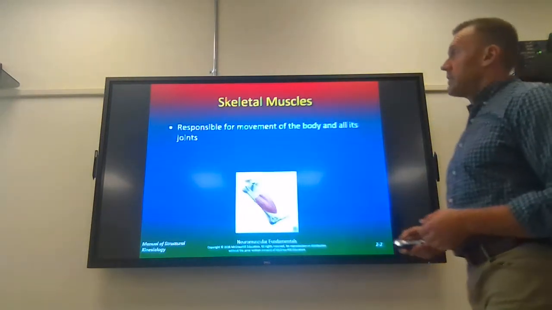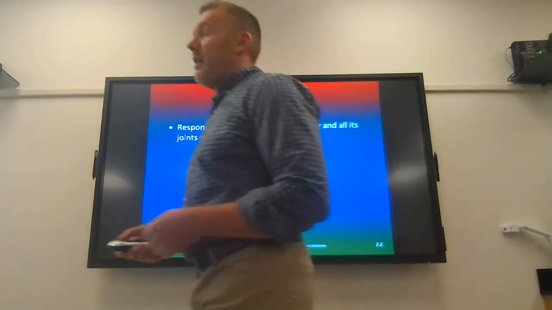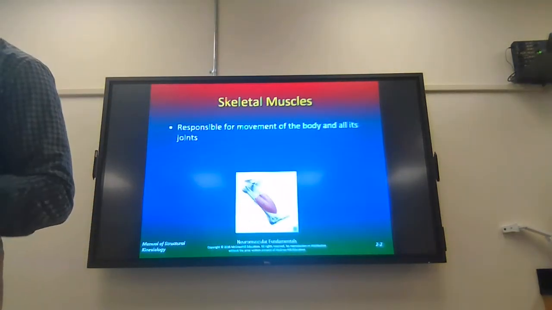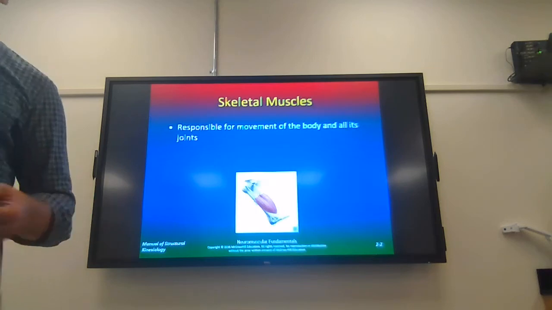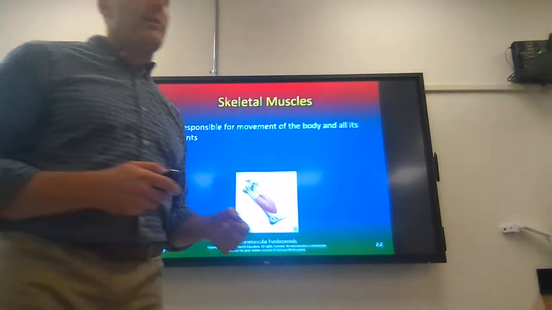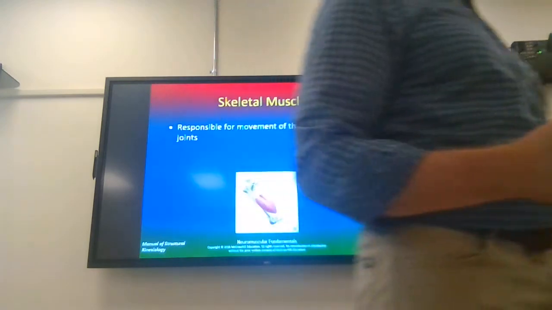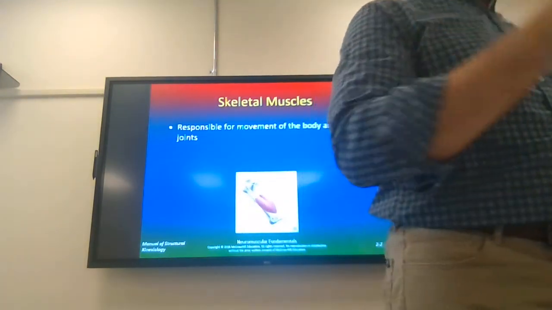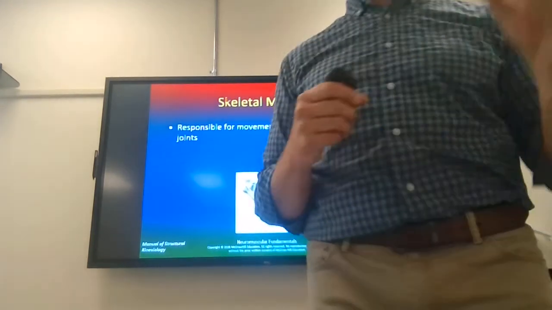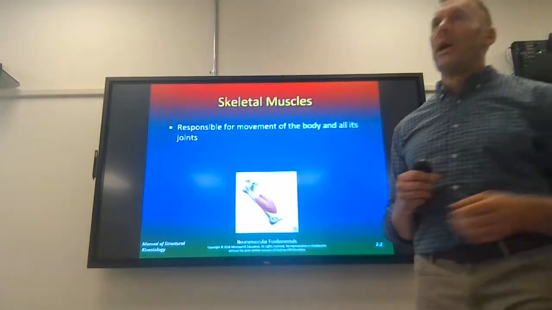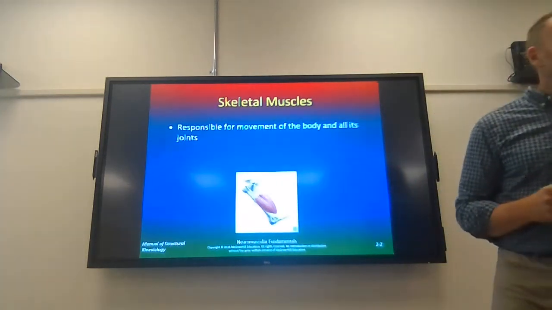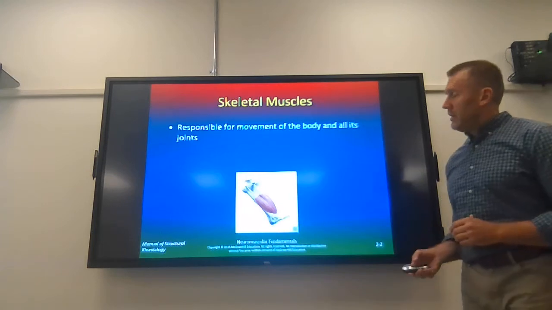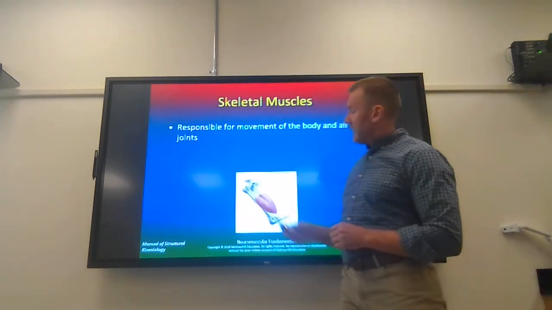So let's talk about skeletal muscles to start with. Skeletal muscle is different than cardiac muscle and smooth muscle, but has some features in common. Skeletal muscle exhibits fatigue resistance, very similar to cardiac muscle. The cells are similar in some ways, but also unique as well. So skeletal muscle is responsible for movement due to its attachment to the skeleton through tendons.